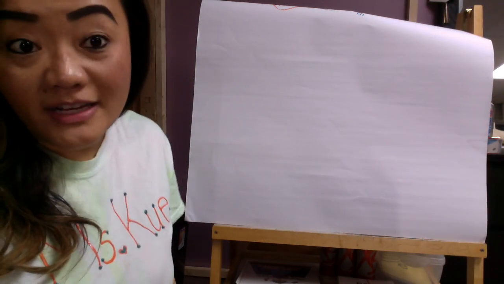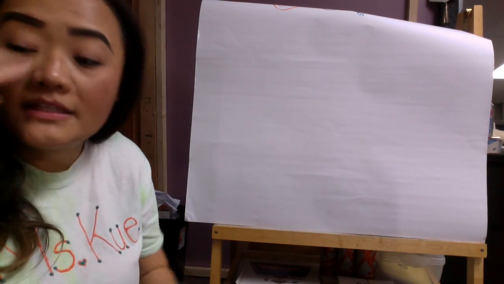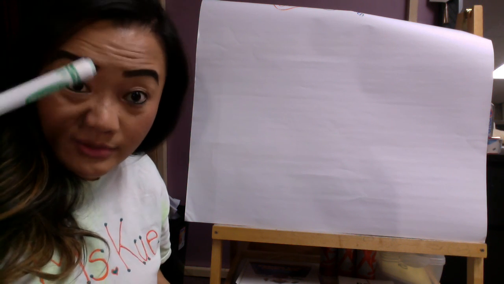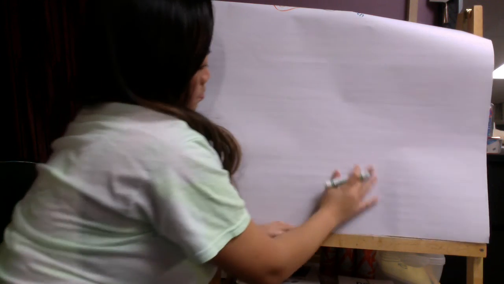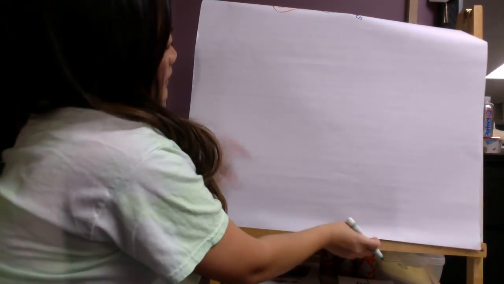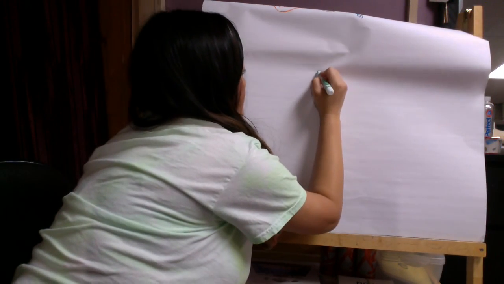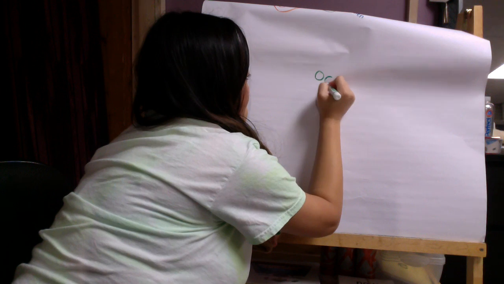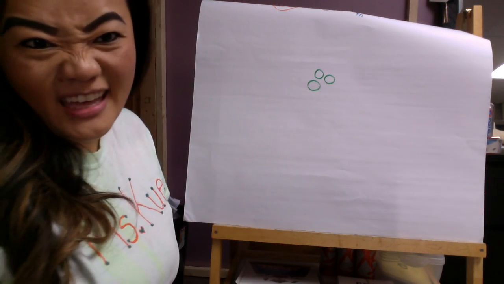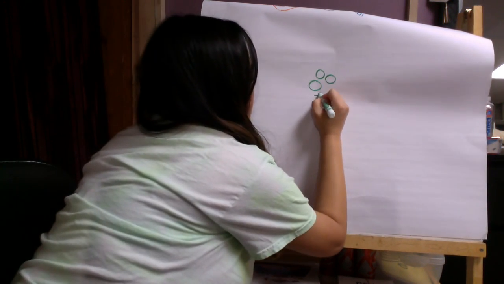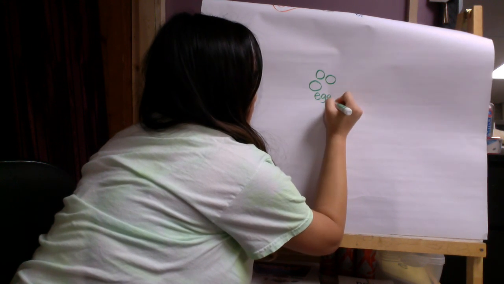Alright. So I'm going to draw the life cycle of the butterfly. It starts out like an egg, right? That video I showed you guys, the eggs were like green. So I'm going to use green right here, okay? Alright, we'll start here. We'll draw some eggs. Okay. Egg.